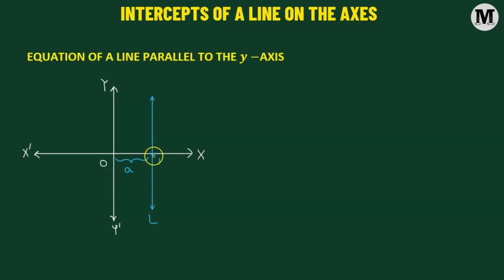Now, in order to find out the equation of this line, we'll consider a point. Let's call it point P, having the coordinates h, k. So this is the locus of that particular point P. And here OP will be simply equal to the x-intercept value, which is a. We can use the distance formula to find out the length of OP. So that's going to be the square root of h squared plus k squared equals a.